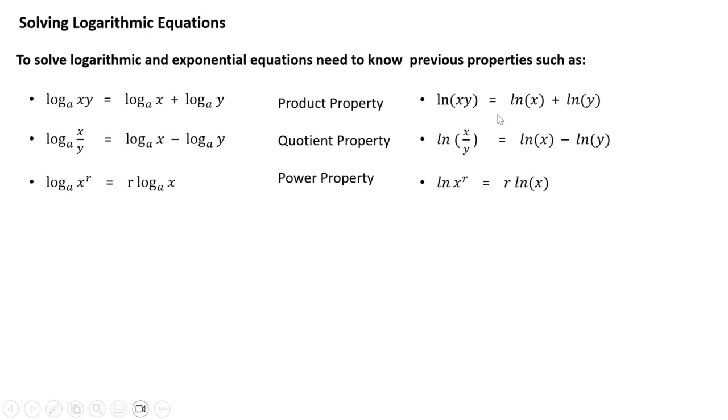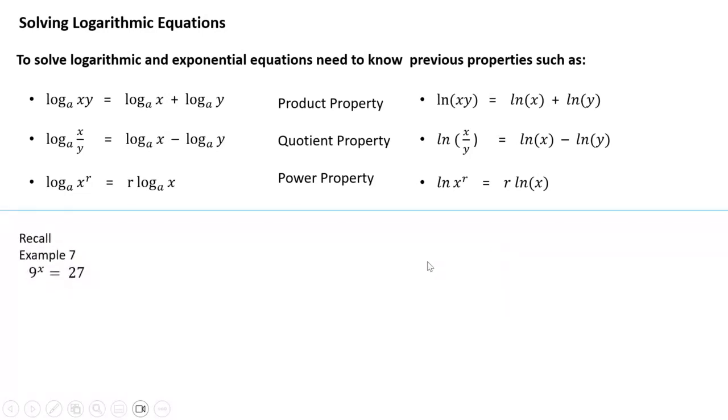You see, we apply the same properties. The ln of x times y is equal to the ln of x plus the ln of y. The ln of x divided by y is equal to the ln of x minus the ln of y. And here's the power property: you have ln of x to the r, and the r comes to the front. So it's equal to r ln of x.